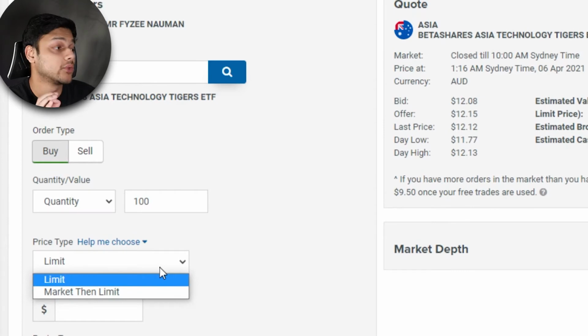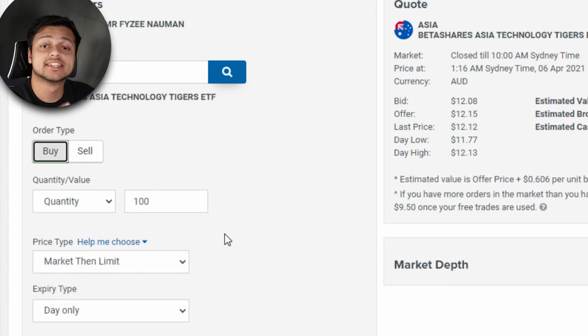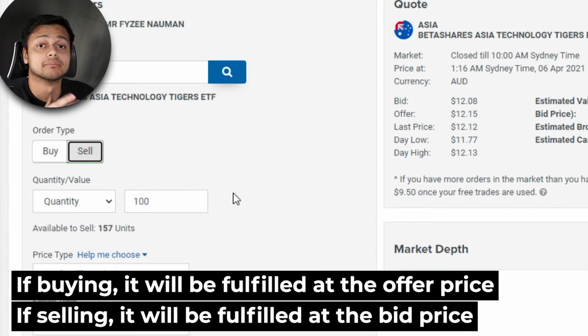Now looking at the price type, we are presented with two options, one being limit and the second being market. Let's talk about market orders to begin with. In this example, if I go with a market order, my order will be instantaneously fulfilled at whatever price people are willing to sell this ETF at. And in this example, people are willing to sell their ETF at $12.15, which is the offer price. Similarly, if I wanted to sell this ETF at market price, then my trade will be fulfilled at the bid price, which is the highest price that the bidders or buyers are willing to pay at this time, $12.08. So my trade will be fulfilled at that price.